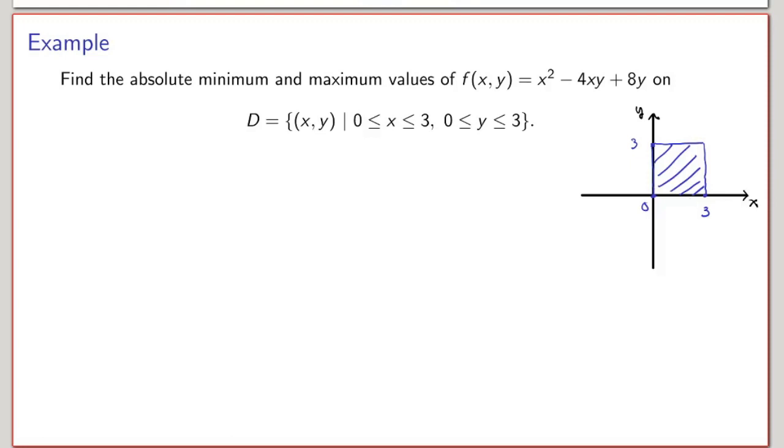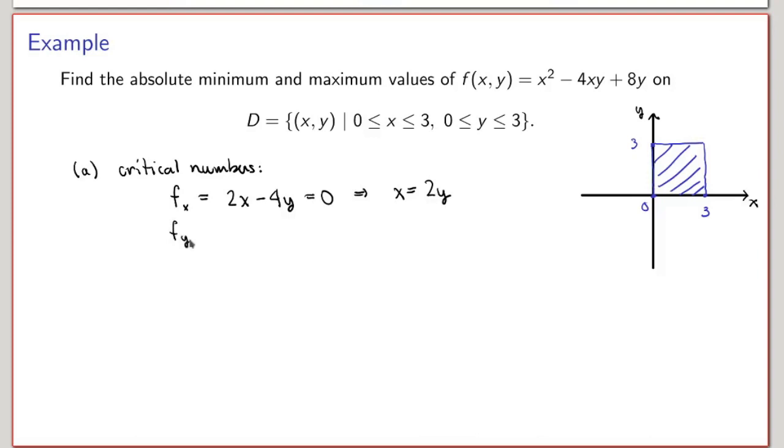So the first step here is to find the critical points, critical numbers, and evaluate the function at these numbers. Remember that to find the critical numbers, we have to calculate the partial derivatives with respect to x and y and find the points where both vanish. The partial derivative of the function with respect to x is 2x minus 4y. So this will be equal to 0 if x is equal to 2y.